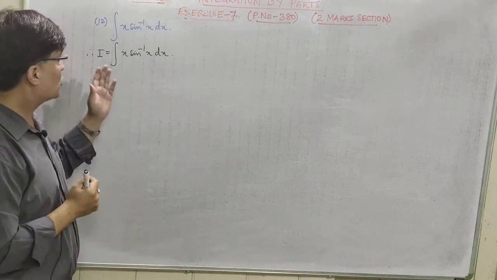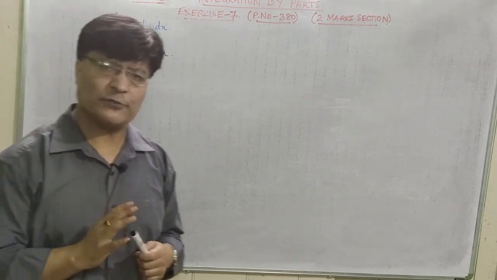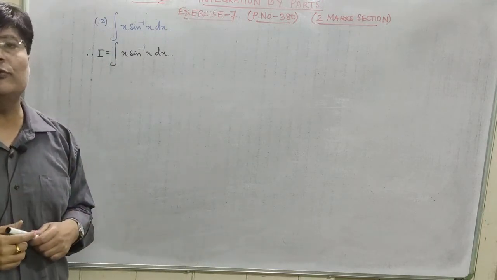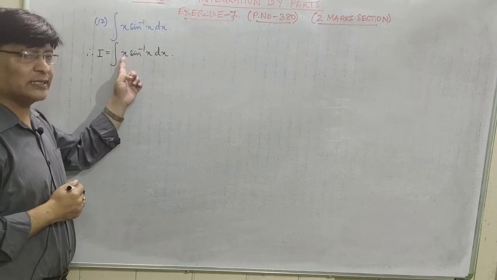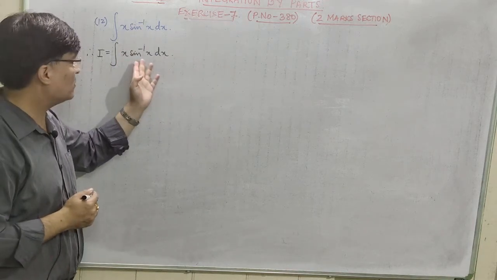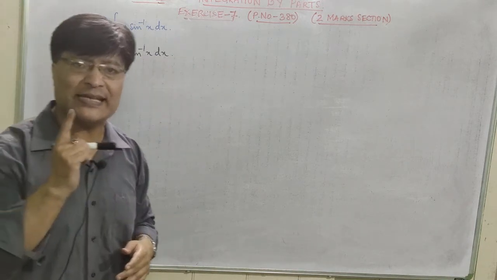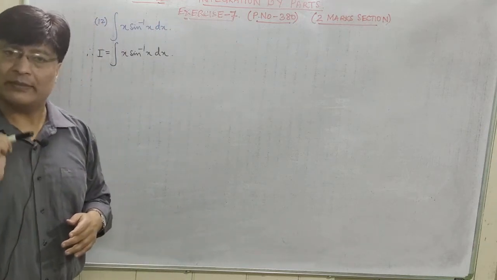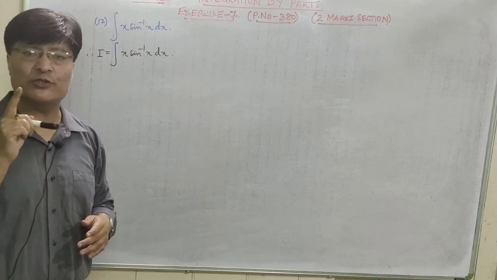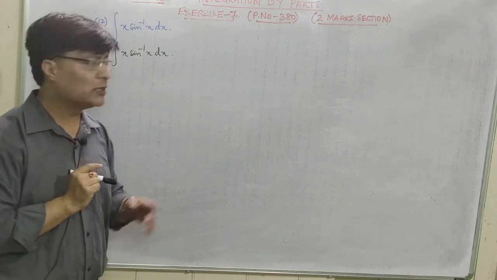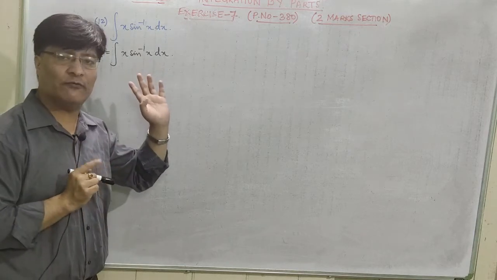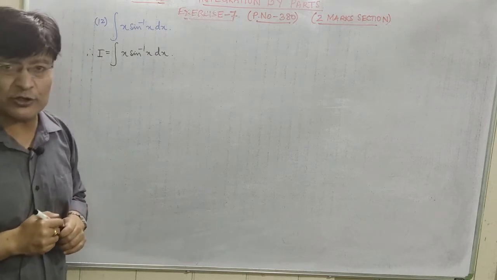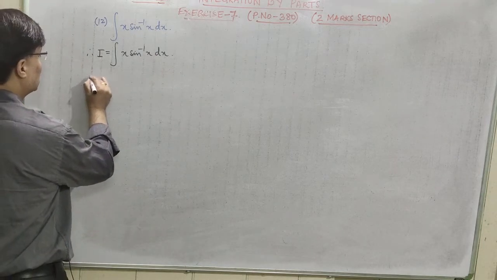Okay. So now in this case you should know which is the first function and which is the second function, because this is the integration of the product of two different functions. So here x is an algebraic function, A, and sine inverse x is the inverse circular function, that is I. So which letter comes first in the word ILATE? That is I. Inverse circular function comes first. So sine inverse x will be your first function, and x is the second function. So let us use integration by parts now.